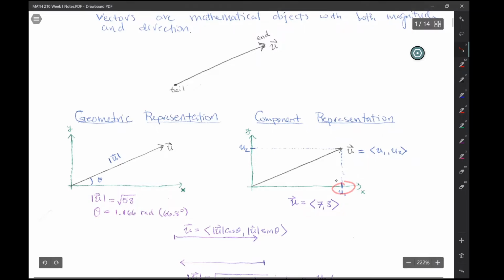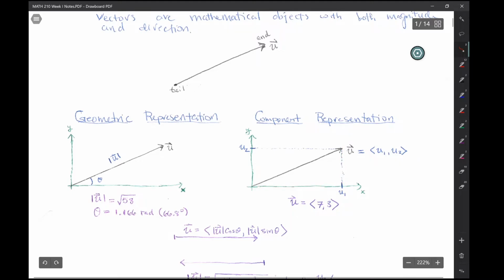So we take each of these lengths, u1 and u2, and we write it in terms like this. So we have these angled brackets and u1, which is traditionally the x component, and u2, which is traditionally the y component. Here our vector u is represented in the component form. It has a length of 7 along the x-axis, and along the y-axis it has a length of 3.